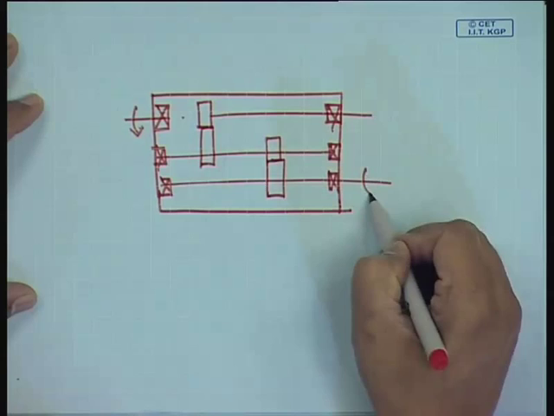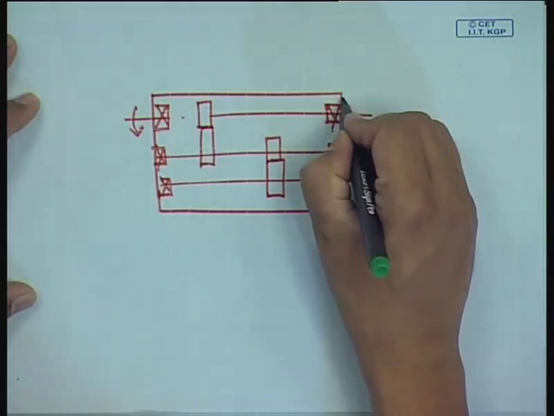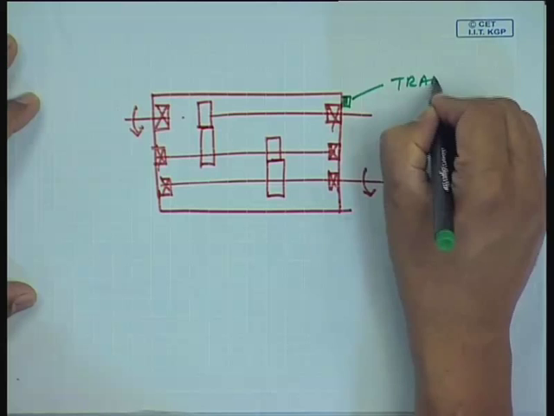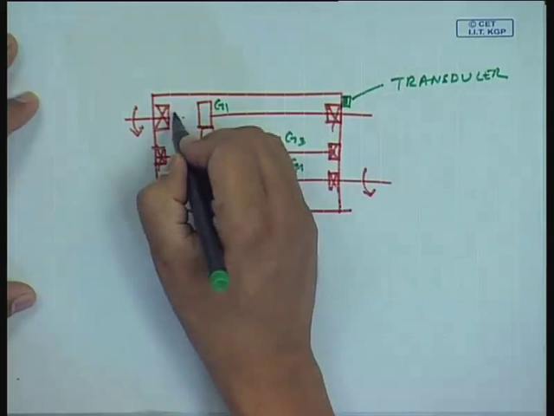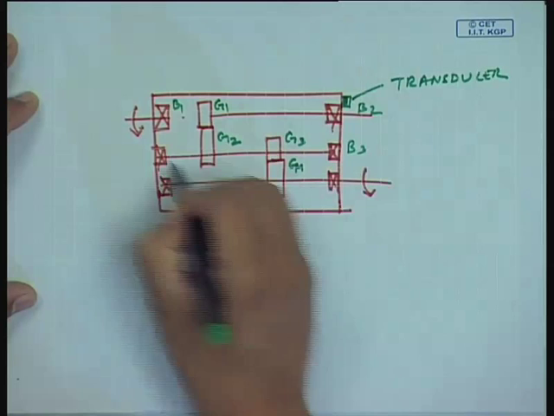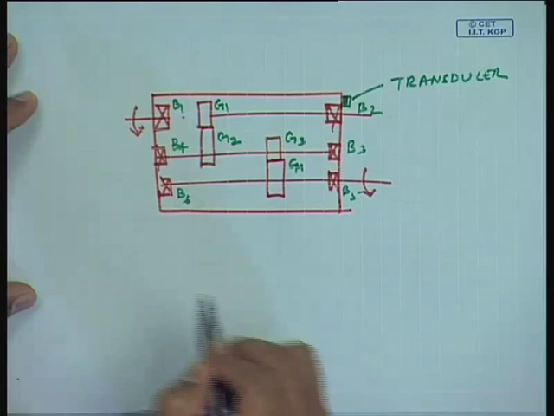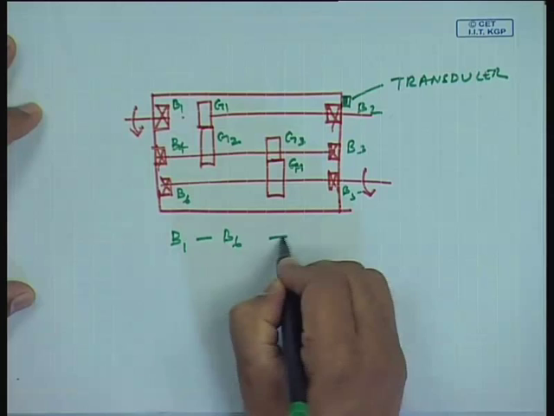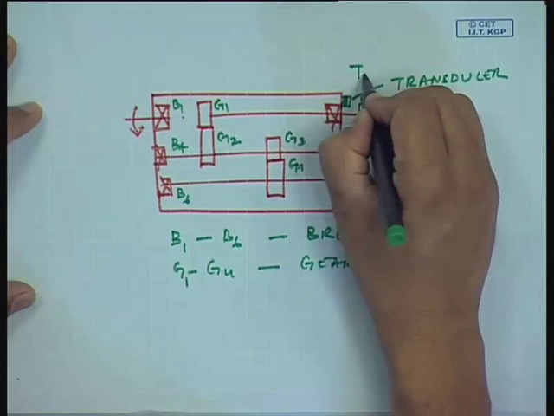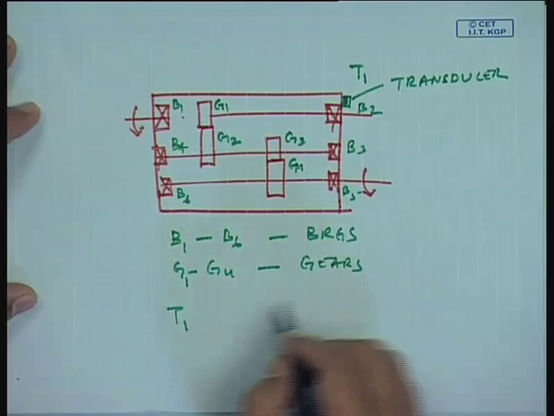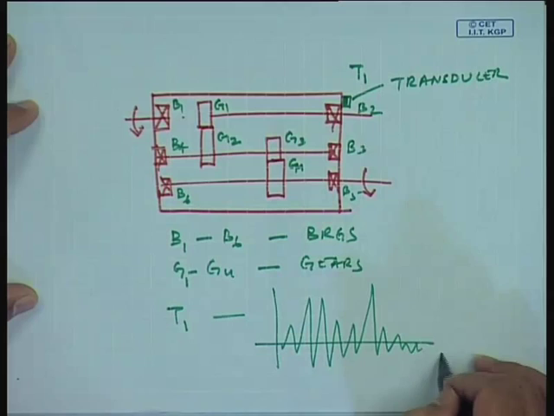If I just put one transducer somewhere here, and these are all the gears. Bearings B1, B2, B3, B4, B5, B6. A simple gearbox has B1 to B6 bearings, G1 to G4 gears. And I have one transducer, say T1. So, the signal measured by this transducer T1 could have everything. Okay.